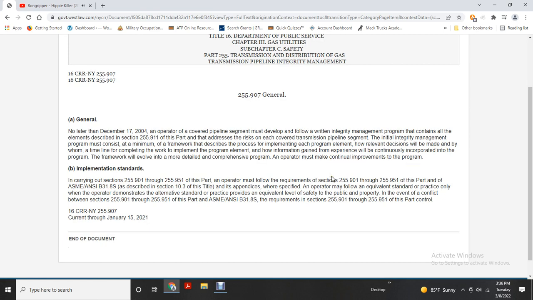In carrying out sections 255.901 through 255.951, the operator must follow the requirements of sections 255.901 to 255.951 of this part and of ASME/ANSI B31.8S and its appendices where specified. An operator may follow an equivalent standard or practice as long as the operator demonstrates the alternative standard or practice provides an equivalent level of safety to the public and property. In the event of conflict between sections 255.901 through 255.951 of this part and ASME/ANSI B31.8S, the requirements of sections 255.901 through 255.951 of this part control.